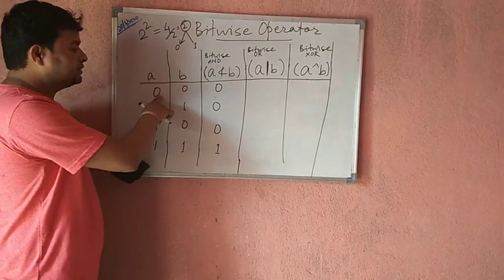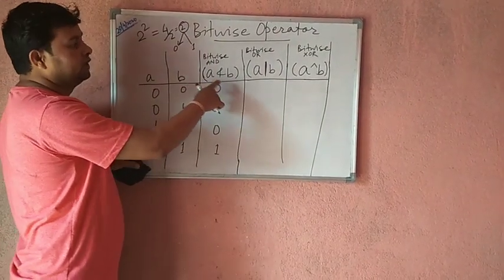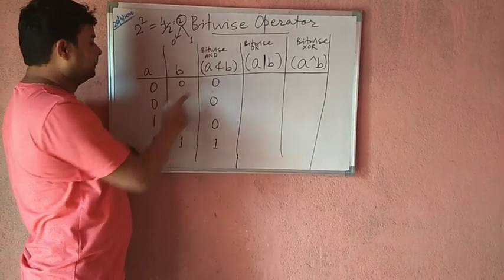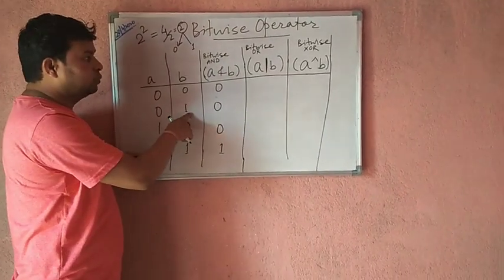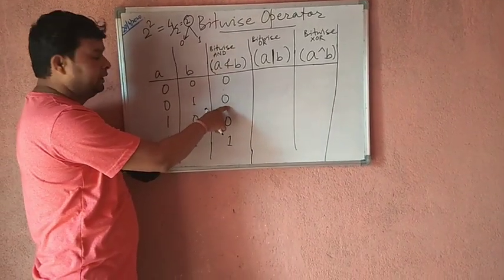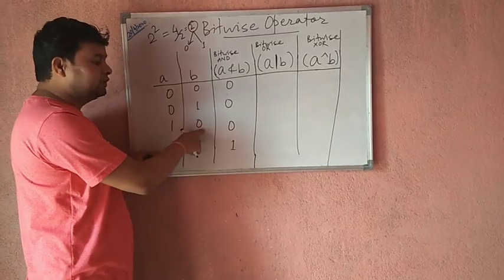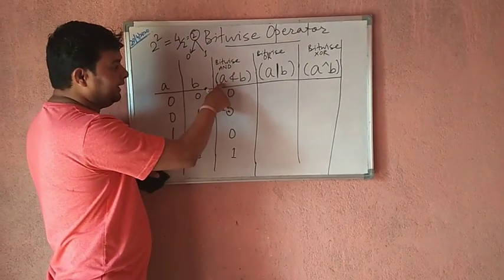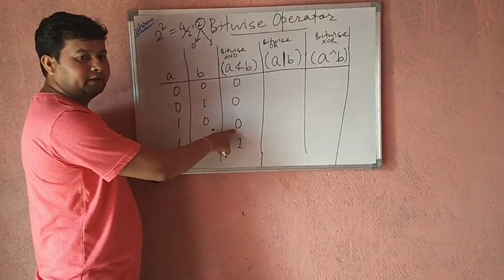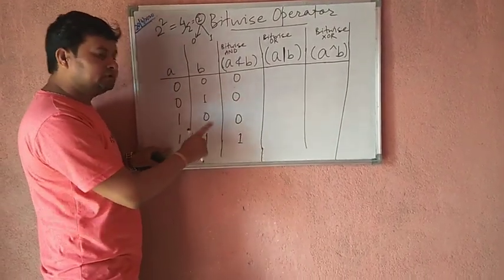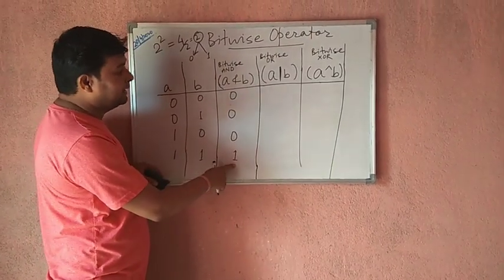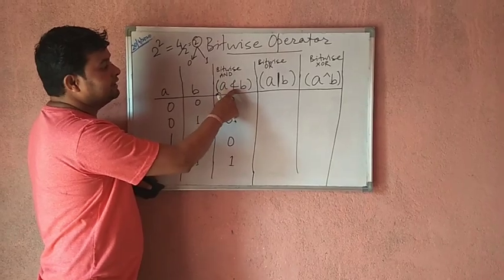So 0, 0, 0. If the first input is 0 and the second input is 0, it will produce 0 if A bitwise AND B is asked. First input 0, second input 1, it will produce 0. First input 1, second input 0, it will produce 0. But if the first input is 1 and the second input is also 1, then it will produce 1 for A bitwise AND B.